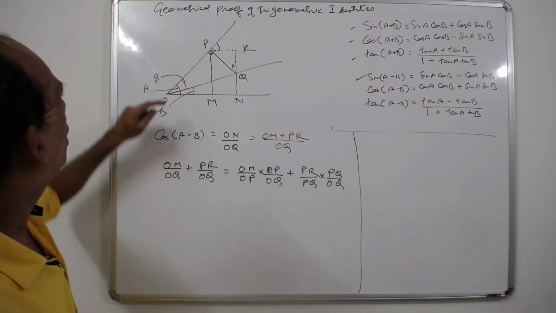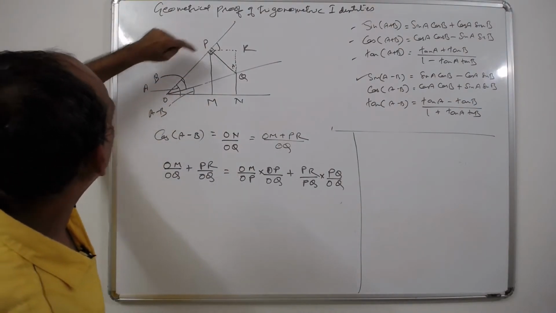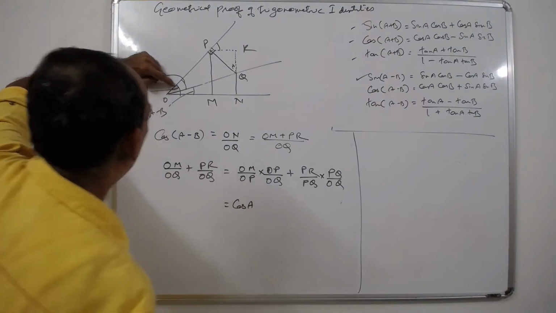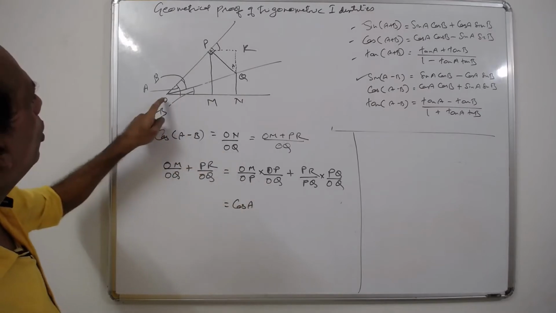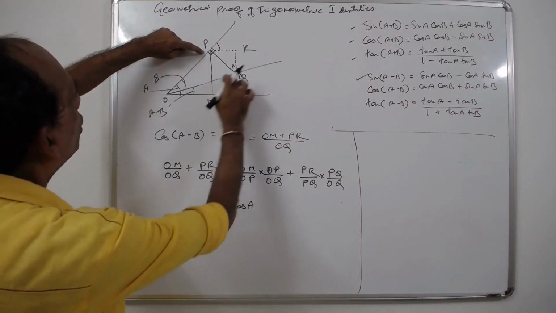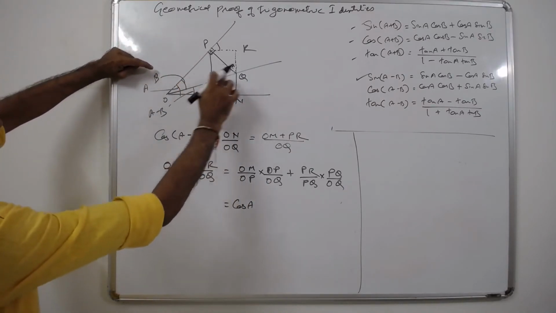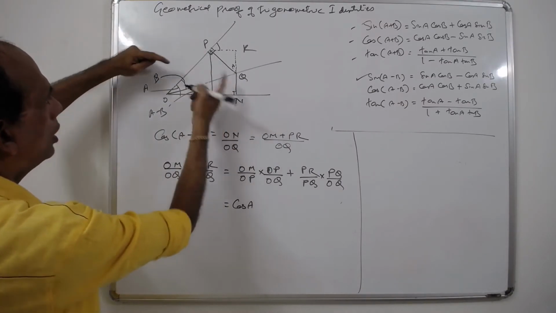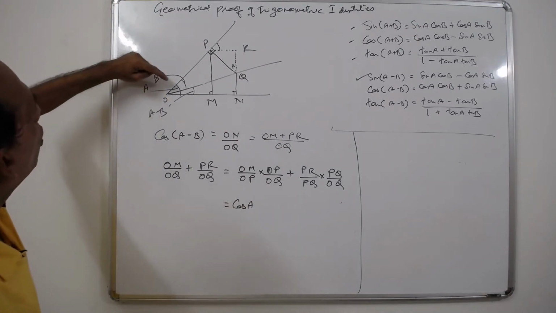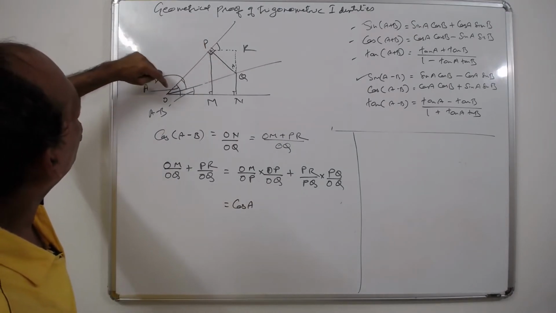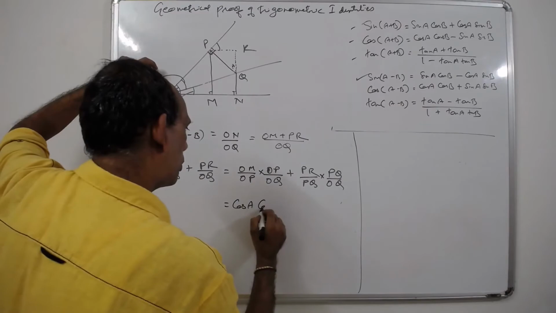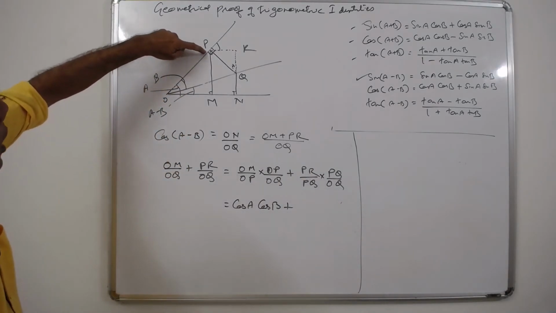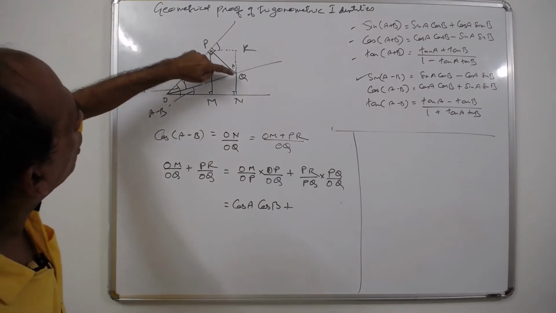OM upon OP is nothing but cos A. Watch closely, you'll understand. OP upon OQ is cos B. This is the hypotenuse of both the triangles actually, this triangle as well as the other triangle. So OP upon OQ is cos B, plus PR upon PQ, and PR upon PQ is sin A.